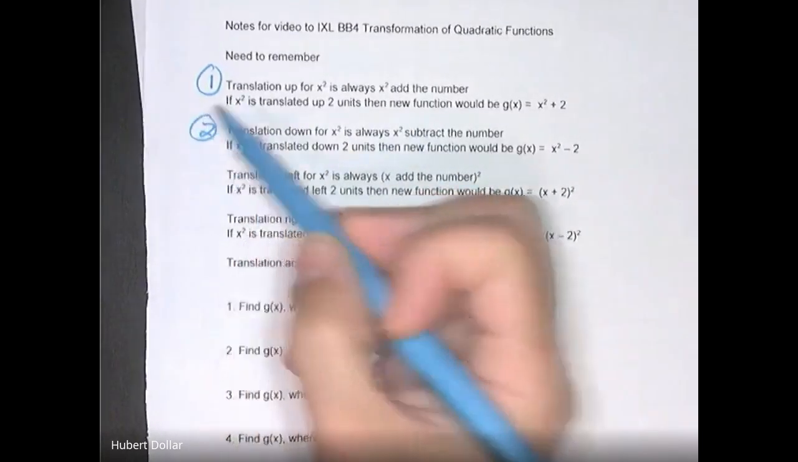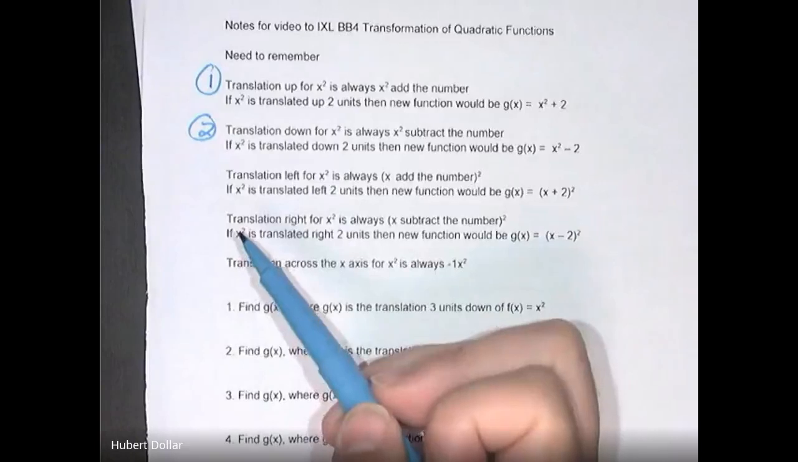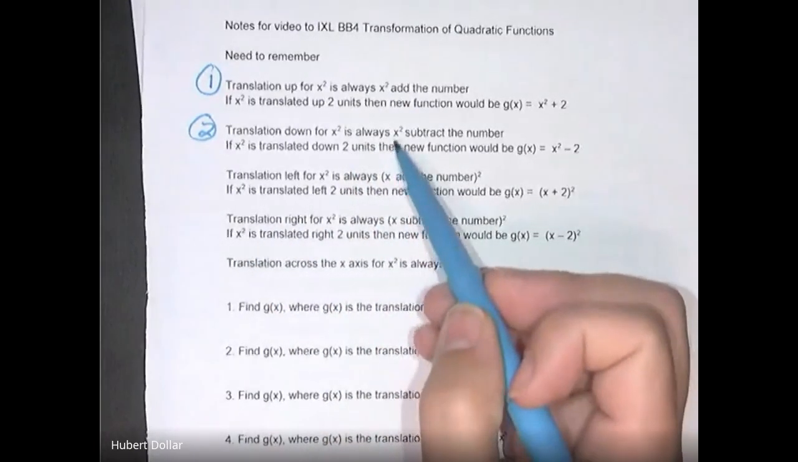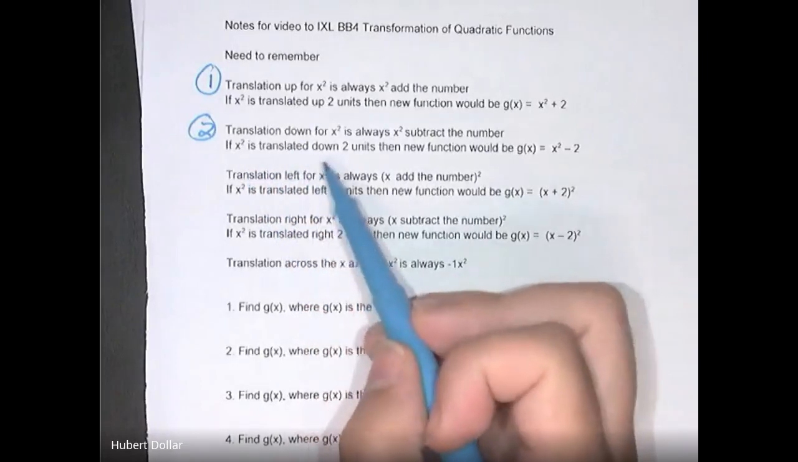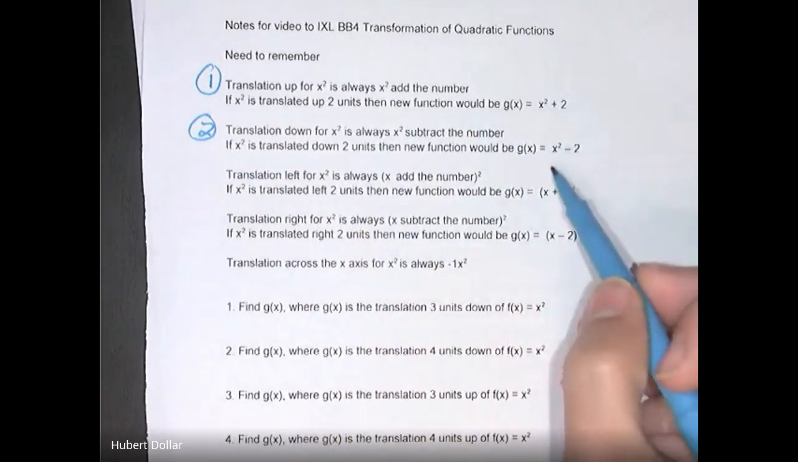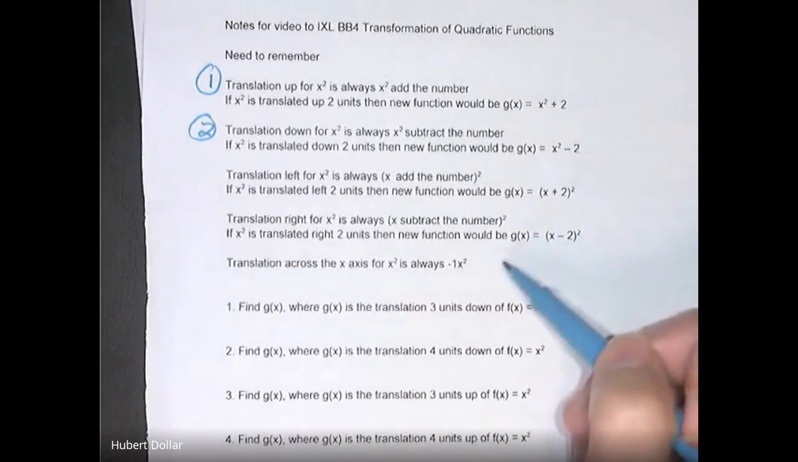The second translation is a translation down. And for x squared, it's always x squared subtract the number. And so if you have x squared translated down 2 units, then the new function becomes x squared minus 2.